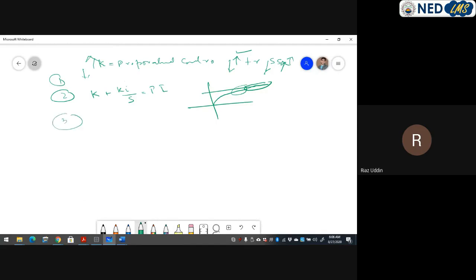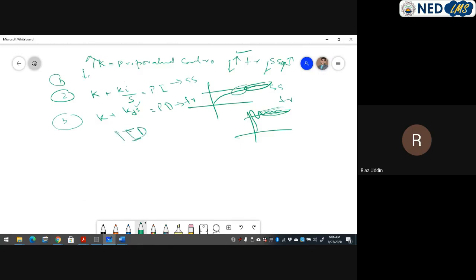And similarly, in case of k plus kds, that is your PD control, this happens when your system has some errors or ripples. When there is a rate of change, this function comes in and improves your transient characteristics. So you can say this improves your steady state characteristics, this improves your transient characteristics, and k overall improves both characteristics. That is why in some cases we need to use PID.